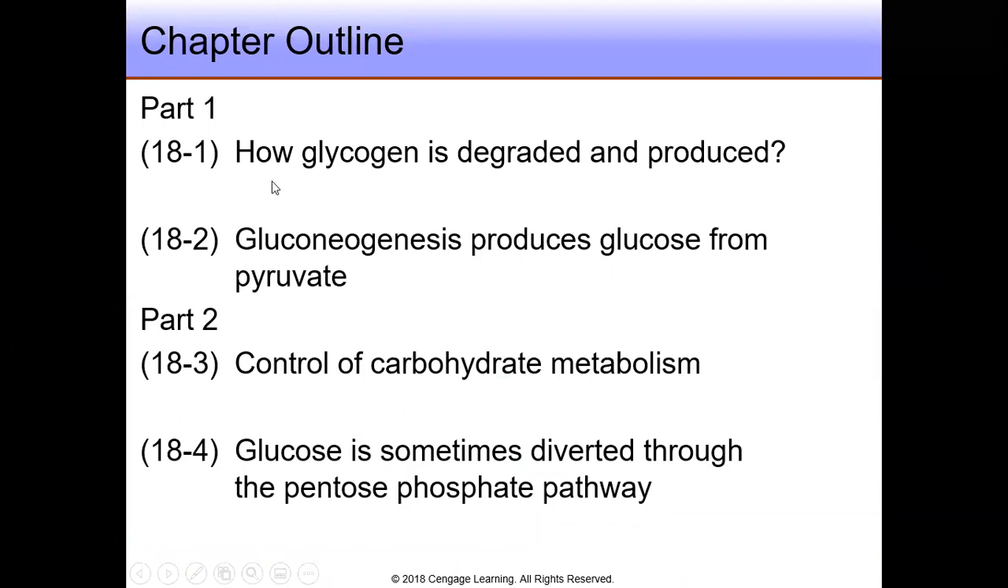Today we want to talk about chapter 18, storage mechanisms and control in carbohydrate metabolism. It will be in two parts. In part one, we'll talk about how glycogen is degraded and produced, and then gluconeogenesis produces glucose from pyruvate.